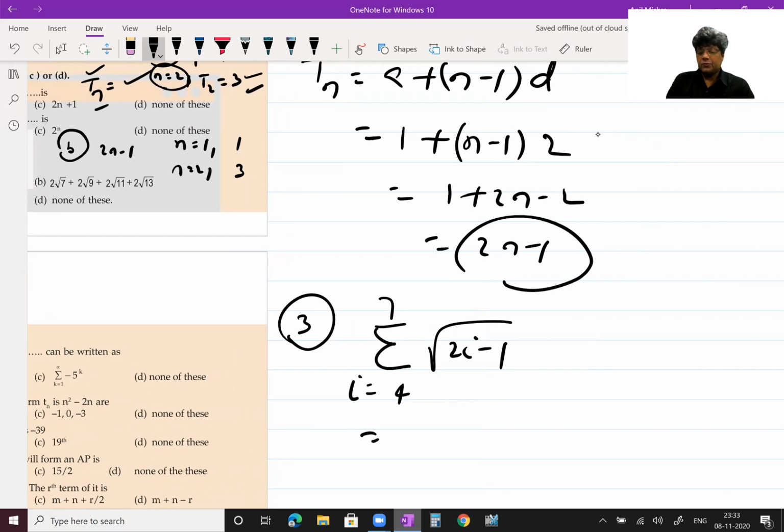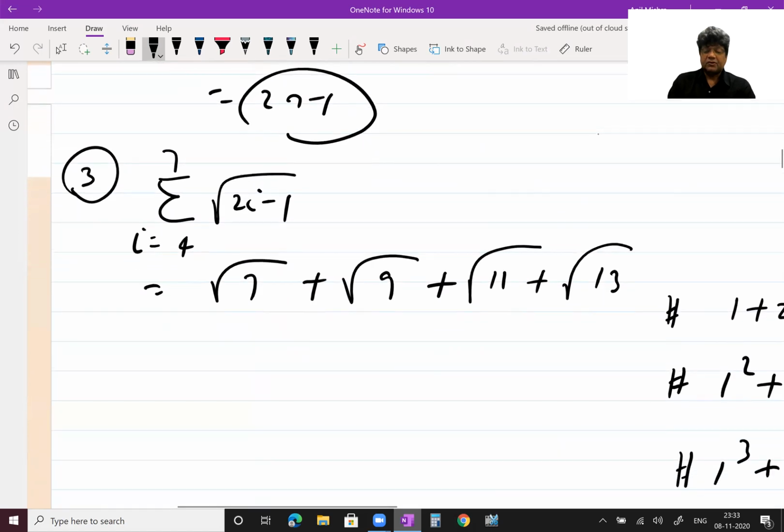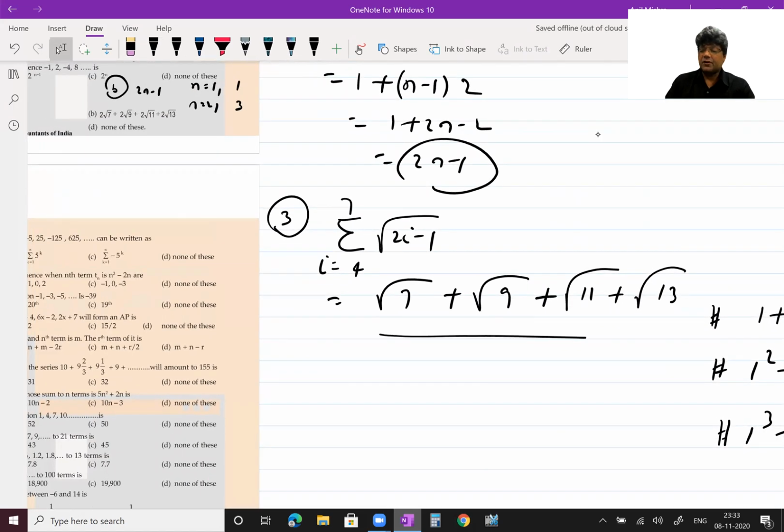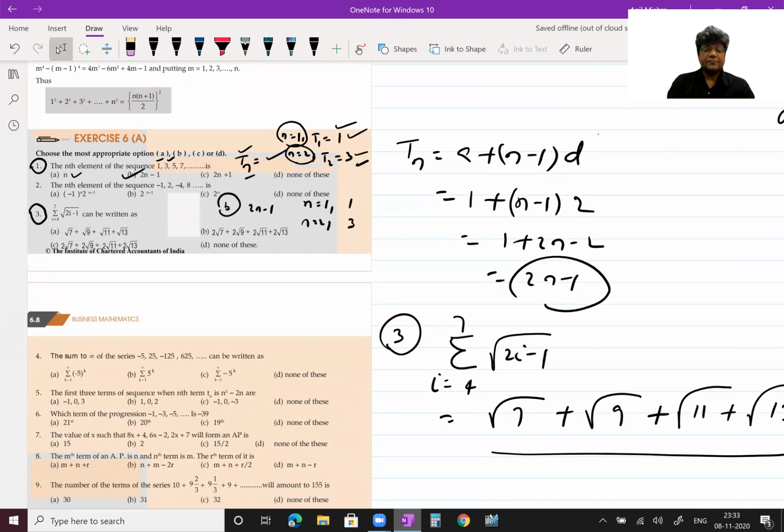If I put 4, it will be root over 2 into 4 minus 1, that is 8 minus 1, 7, plus now I'll put 5: 2 into 5 minus 1, 10 minus 1, 9. Now after 5, 6: 2 into 6 minus 1 is 11, plus now 7: root over 2 into 7 minus 1 is 13. So guys, root 7 plus root 9 plus root 11 plus root 13. Which option? Option A.